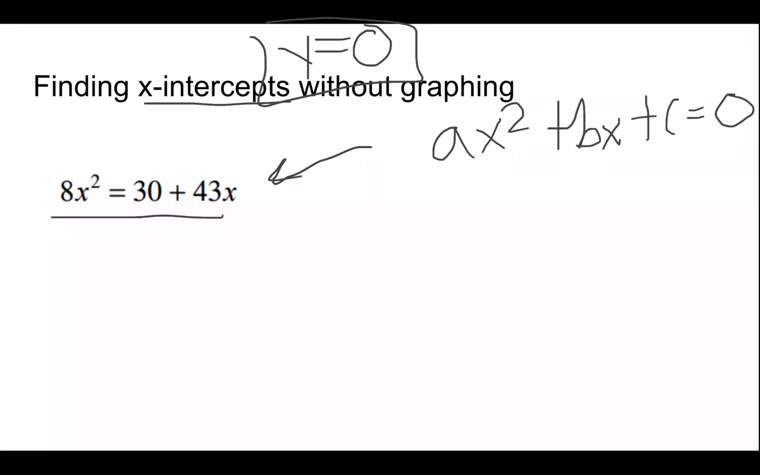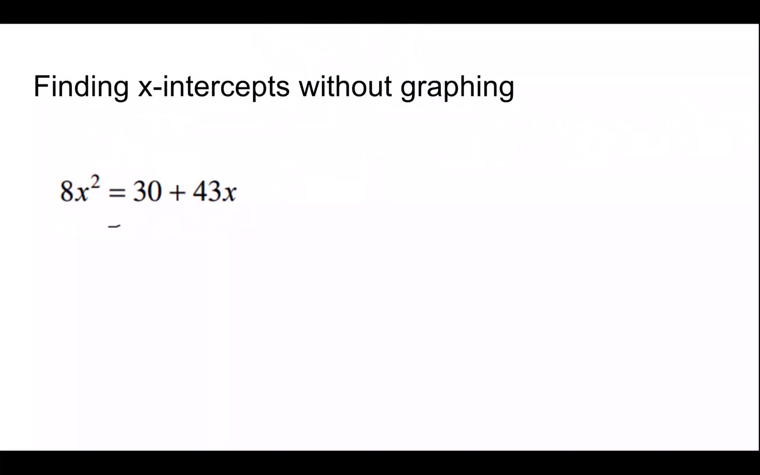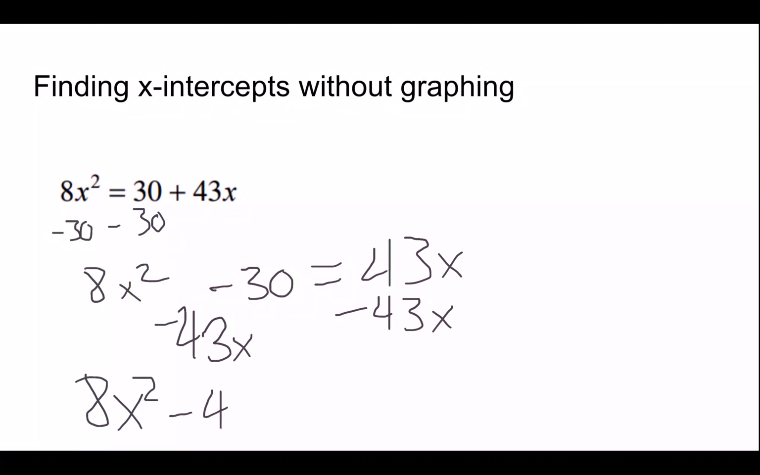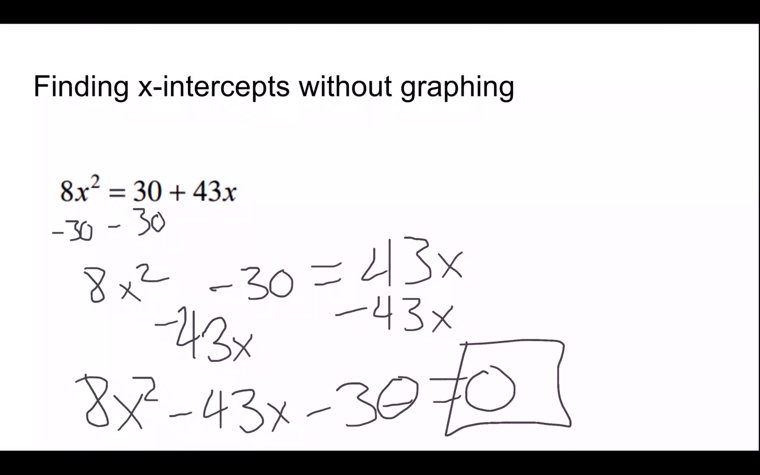So our first step is going to be making sure these two things move to the other side, so this side over here can just become 0. So let's do that. We'll subtract 30 from both sides, so we get 8x squared minus 30 equals 43x. Then I'll minus 43x, and I'll minus 43x. And now you can see that you'd get 8x squared minus 43x minus 30 equals 0. And so we've set it equal to 0. And now that makes it a lot easier to factor and find what these things are.